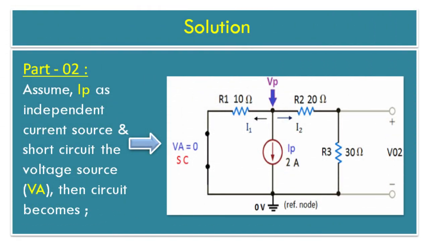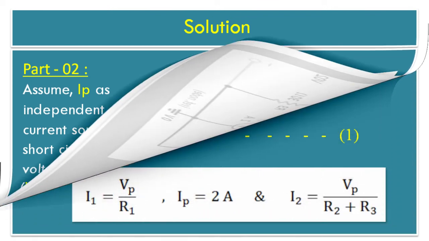Solution part 2. Assume current source IP as the independent current source and short circuit the voltage source VA. Then the circuit becomes, let's see the circuit diagram. We have replaced voltage source VA with a short circuit, meaning voltage VA is equal to 0 volt, and also labeled the node as VP, with currents I1, I2 and IP leaving from the node.